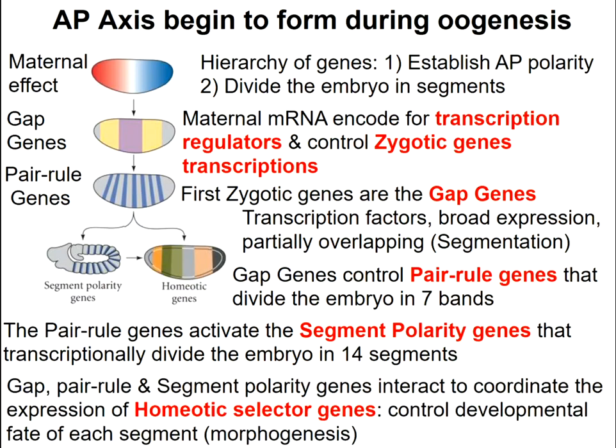Finally, the GAP genes, the pair rule genes, and the segment polarity genes interact with each other to coordinate the expression of the homeotic selector genes. The homeotic selector genes are master morphogens and control the morphogenesis of the different segments of the developing embryo. So one segment will develop legs, one segment will develop wings, some segment will become head, and so goes on. Whether the segments become different anatomical parts depends on the expression of the homeotic selector genes.